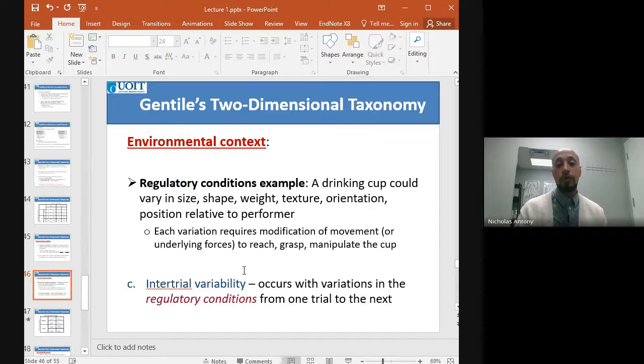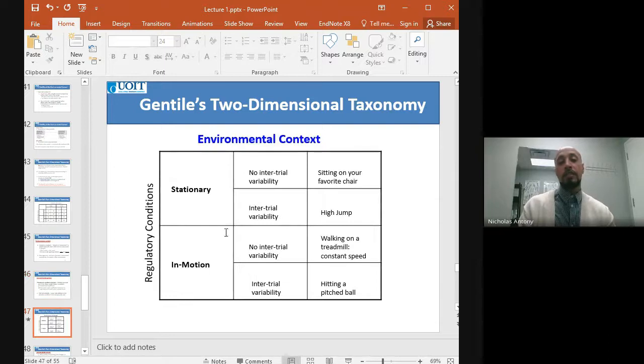And what we're going to do is look at whether or not those regulatory conditions are moving or not, and then with each repetition of the motor skill, whether or not the regulatory conditions change. And I'll go into what that means. But what that does is it gives us 4 different possibilities. So when we're looking at the y-axis of the 2-dimensional taxonomy, we're going to look at the environment. Are the regulatory conditions in motion or stationary? And then with each repetition of that motor skill, do the regulatory conditions change?